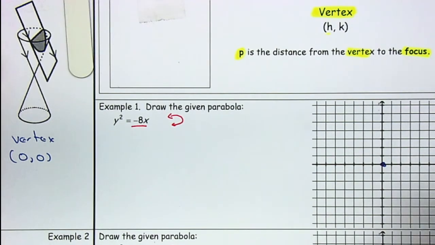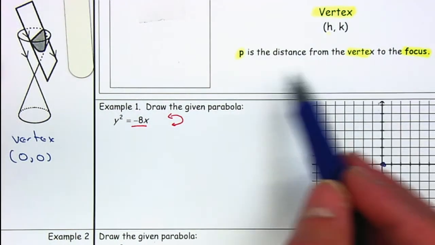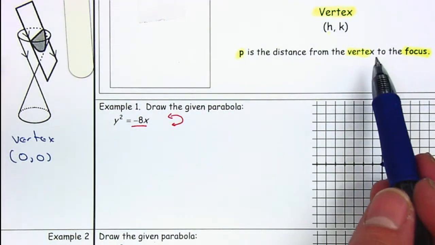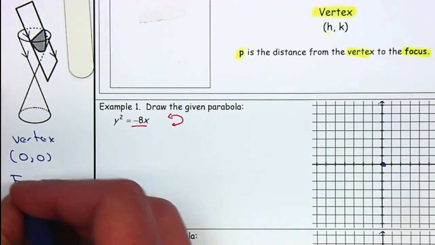Now, I need to be able to find my focus. I know that p is the distance from the vertex to the focus. p will tell me how far the focus is from the vertex. So I need to find the value of p. So let's go and find p.